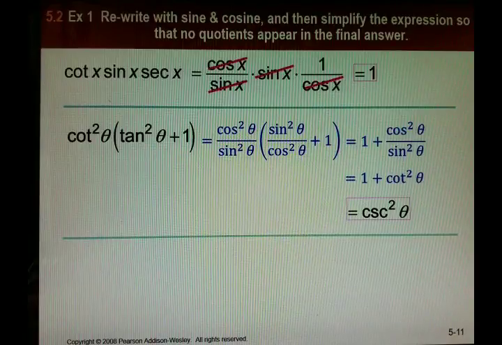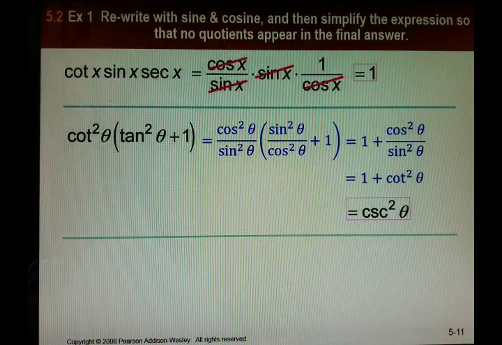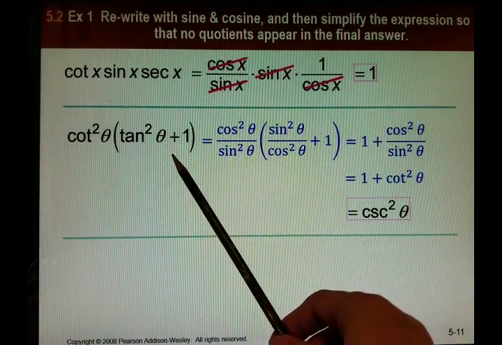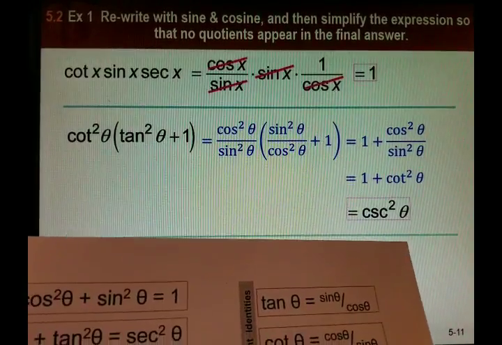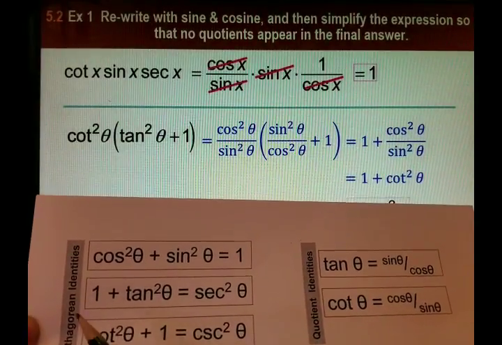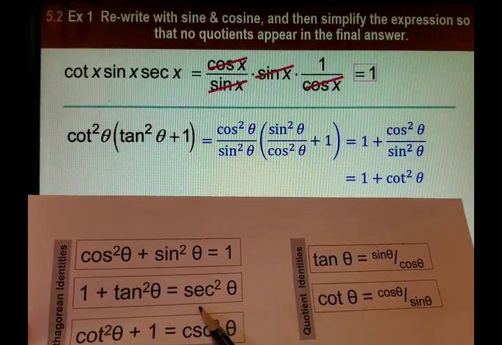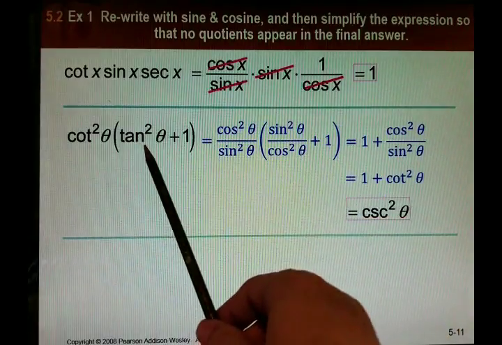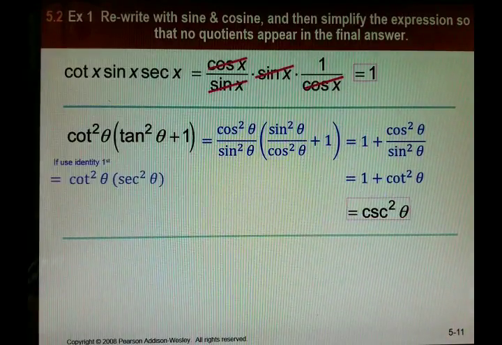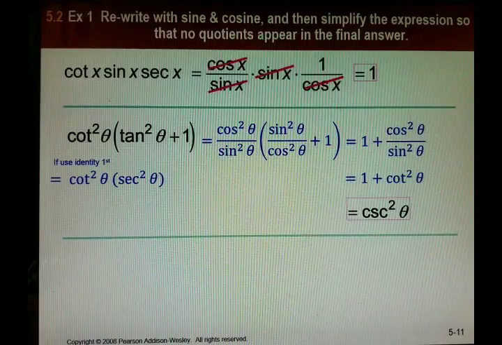Now, personally, I would not have done it this way. I would have noticed that that says tangent squared plus 1. Tangent squared plus 1 off of my sheet here would actually be equal to secant squared. So I actually would have started off with rewriting what was in the parentheses as one of my Pythagorean identities.